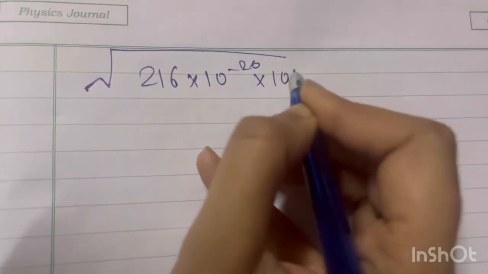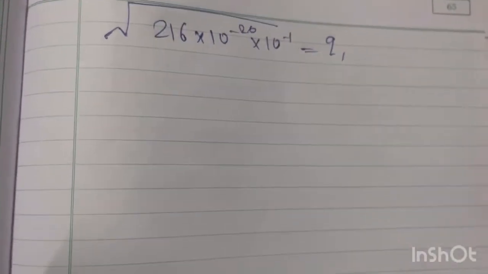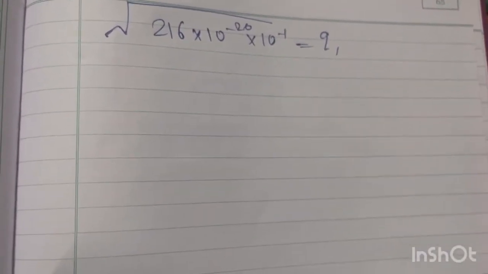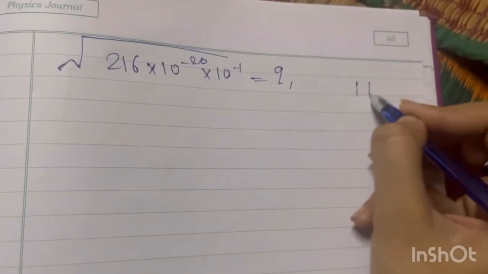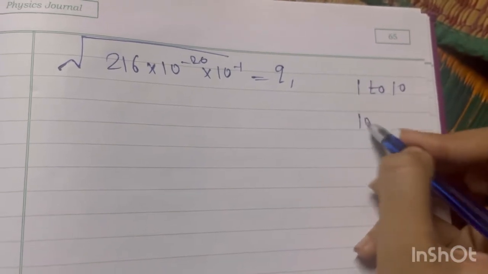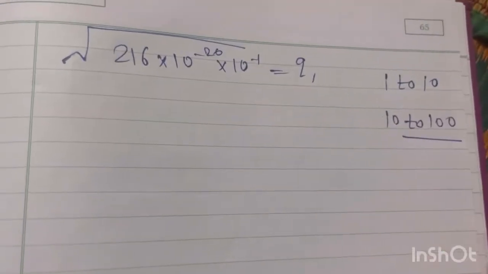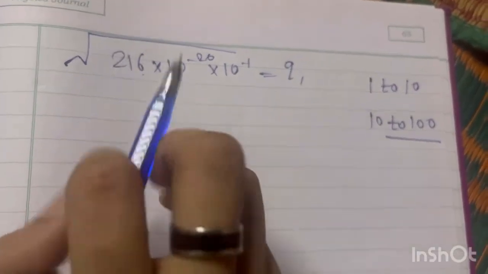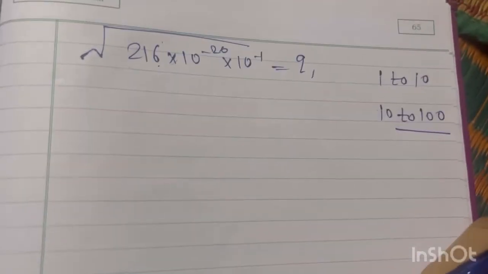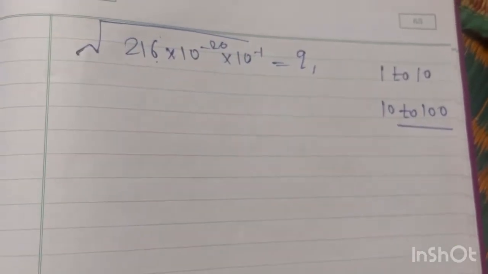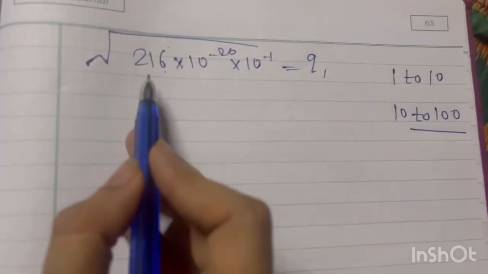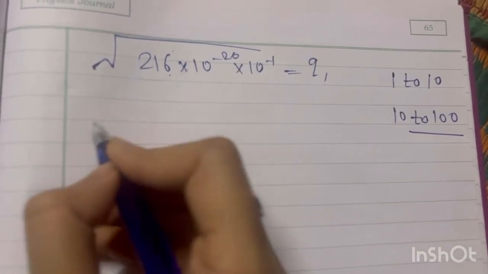Now the square root of 216 into 10 raised to minus 20 into 10 raised to minus 1 is equal to q1. I have copied the same thing. Now if you check the square root table in your logbook, you have square root for 1 to 10, and on the next page you will find square root for 10 to 100. Here this digit is 216, that is 200, so it is not in the range of the square root table provided in your logbook. So I'll have to bring it in the range of your square root table. Now if I make it 21.6, yes, I can make that.